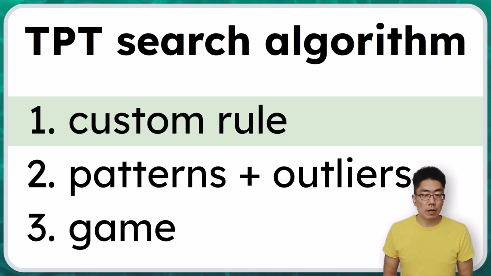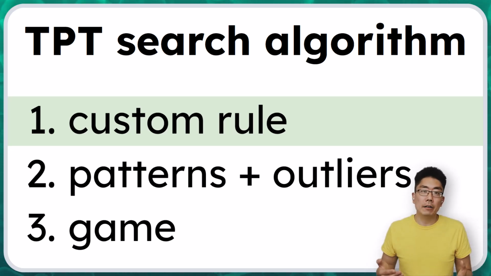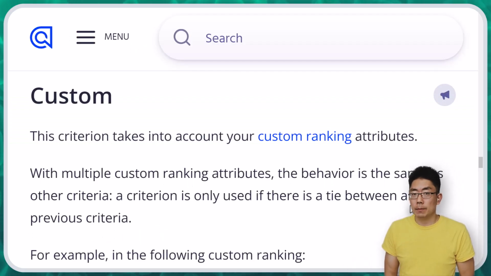In this episode, I'm going to talk about what the developer manual says about custom rules. I'm going to show you how to look at patterns and outliers in your own TPT data to gain a deeper insight into how the TPT search algorithm works. And then finally, I'll show you this game where we try to figure out what's cooking in the TPT SEO algorithm. Here's what the Algolia manual says about custom ranking.